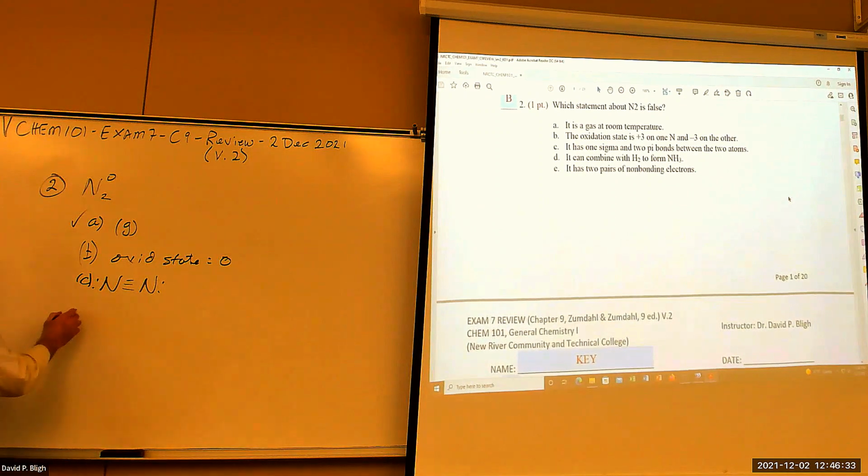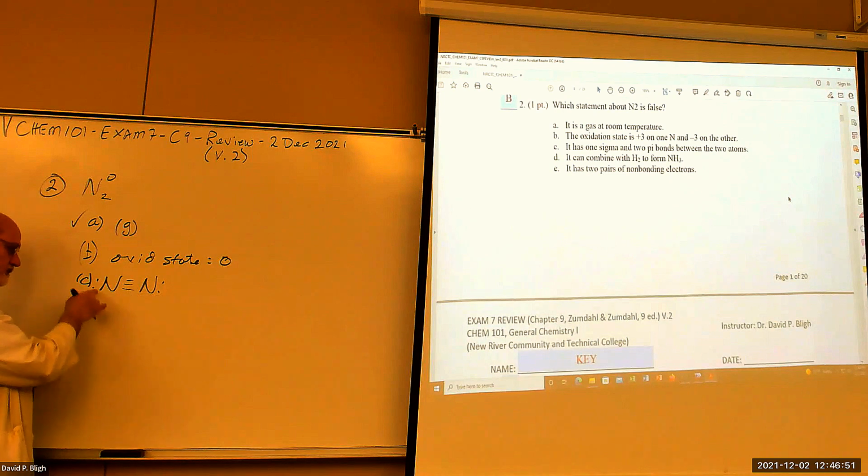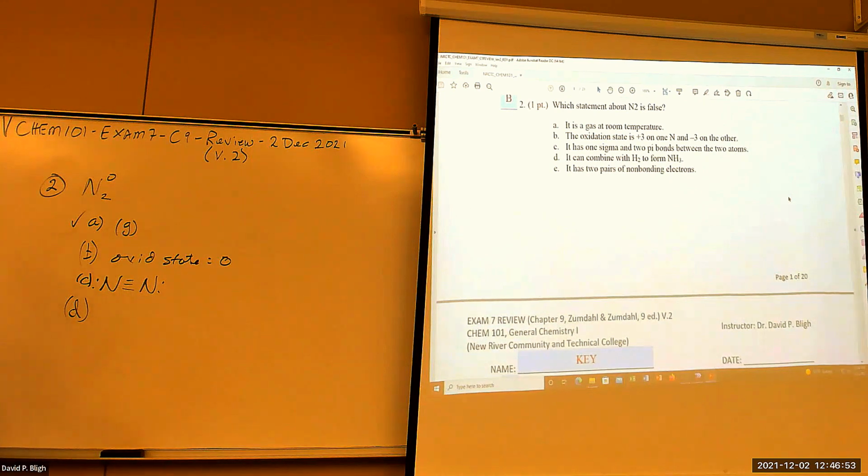How about D? While we're here. Combined with hydrogen to make ammonia. Oh yeah, that's one of my favorite equations, the Haber-Bosch reaction. So D is true. Has 2 pairs of non-bonding electrons. Yep, 1, 2. So they're all true except for that B answer.